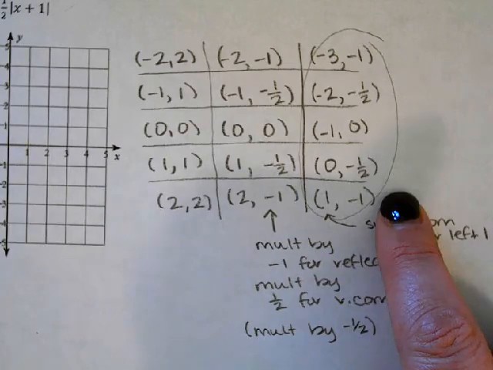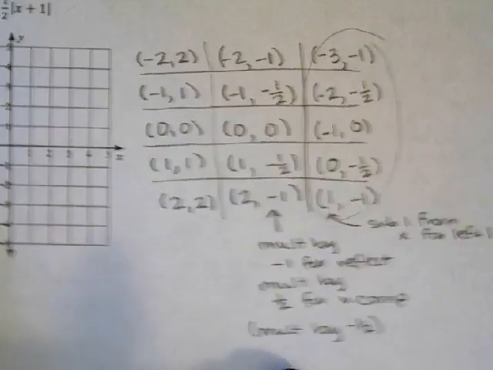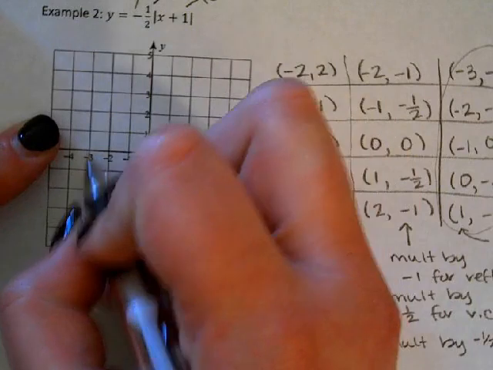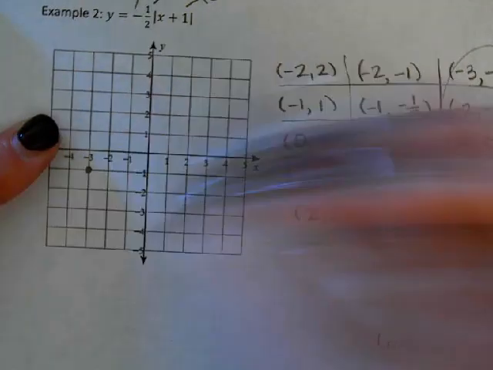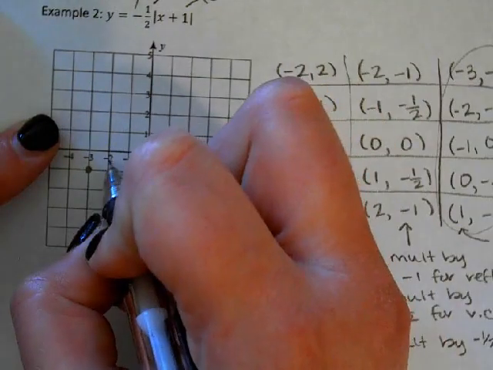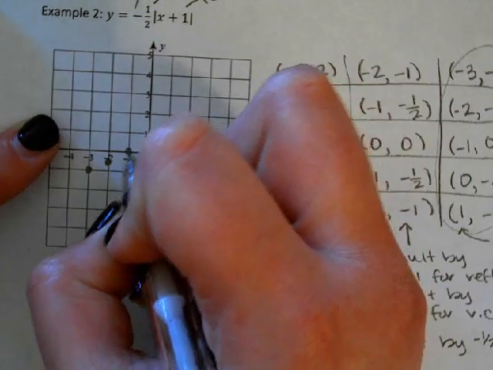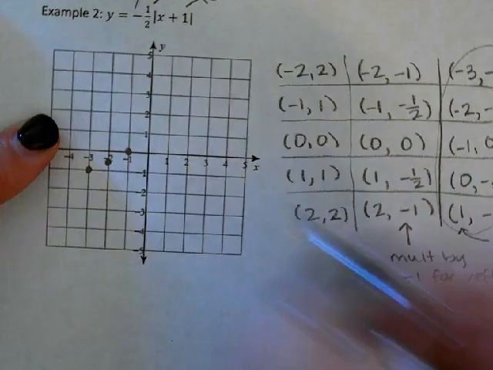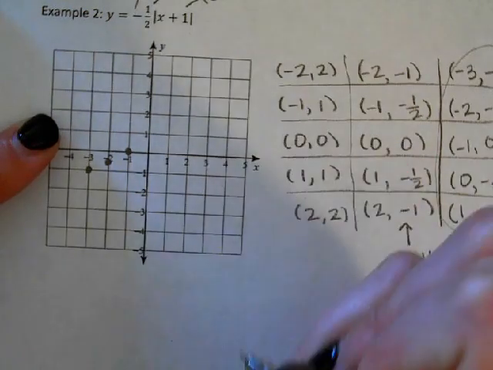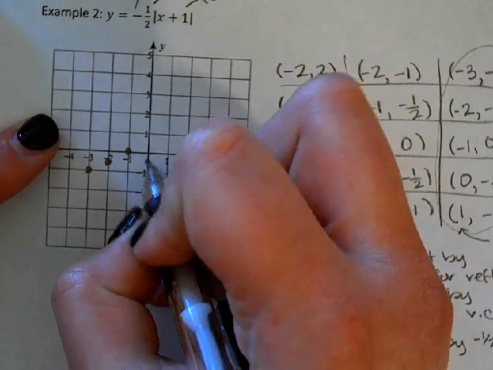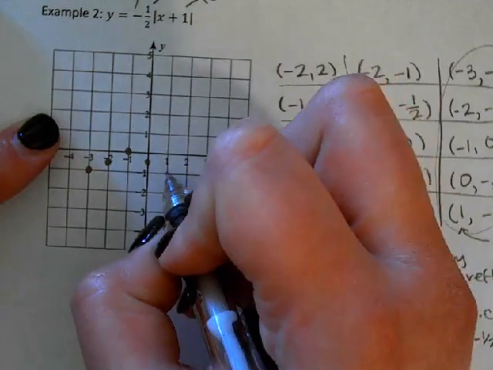Okay, so -3, -1, left 3 down 1. -2, -1/2, -1, 0, 0, -1/2, 1, -1. Okay.